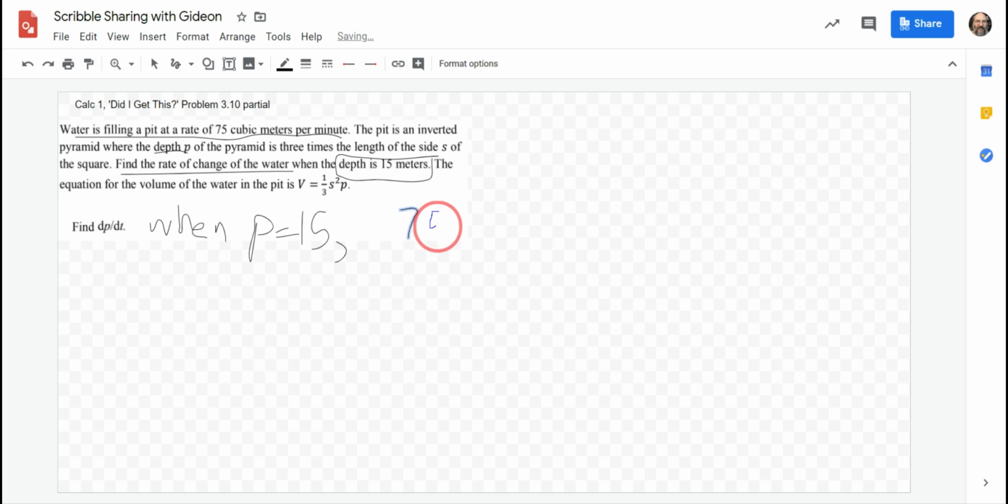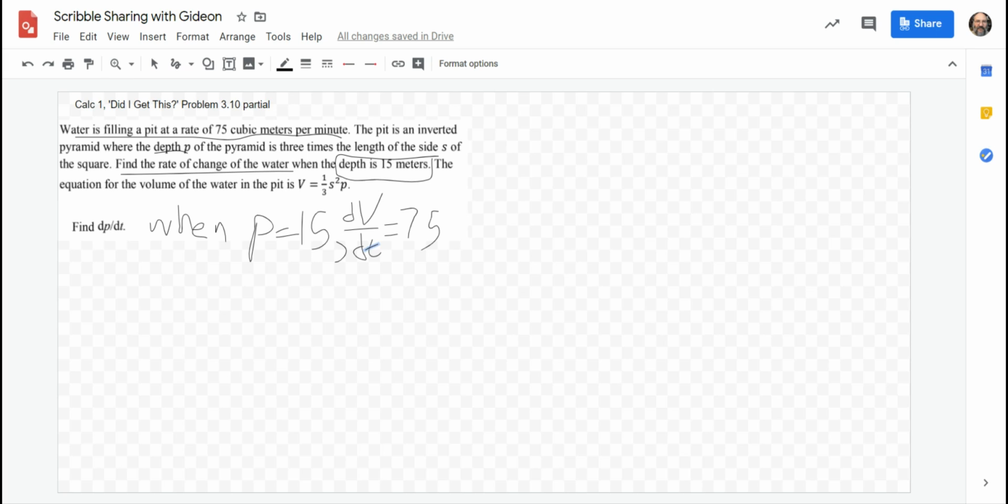75 is a volume, but it's a change in volume. So it's dV/dt, right? It's cubic meters per minute. Minutes on the bottom, cubic meters on the top. So volume on the top, time on the bottom: 75 cubic meters per minute. Okay, so now we're ready to begin.